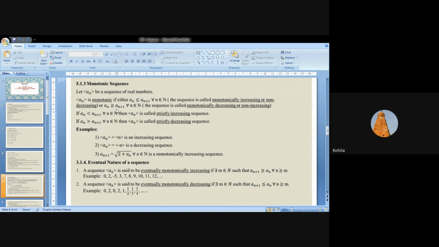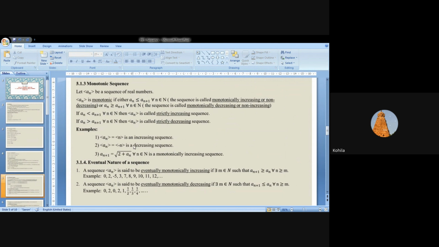a_n greater than or equal to a_{n+1} means such sequences are called monotonically decreasing sequences. Strictly increasing means that instead of less than or equal to, all the successive numbers are greater than the predecessors, that is, the previous one. Similarly, a_n greater than a_{n+1} means a strictly decreasing sequence.